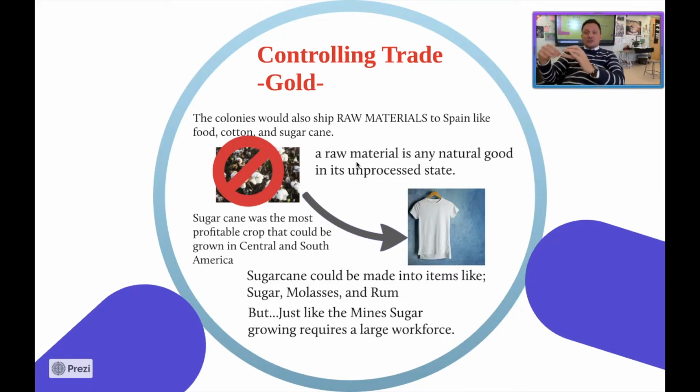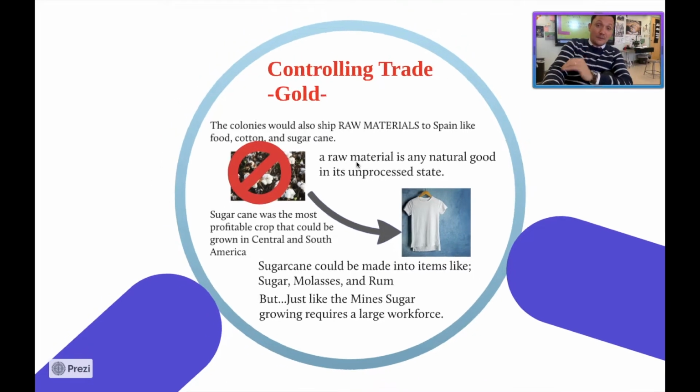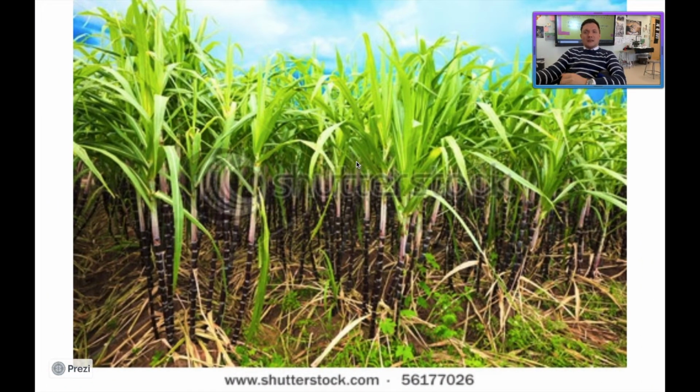But just like the mines, sugar requires a very large workforce, okay? And the original people working on these farms, on these plantations, and in these areas are the natives, right? So it's very, very important to understand who's working in these areas and who is being forced to do this, right? So looking at this right here, that is sugarcane, right? That is what sugarcane looks like in its raw form. It grows like a stalk very, very easily in certain warm and very tropical climatic areas.